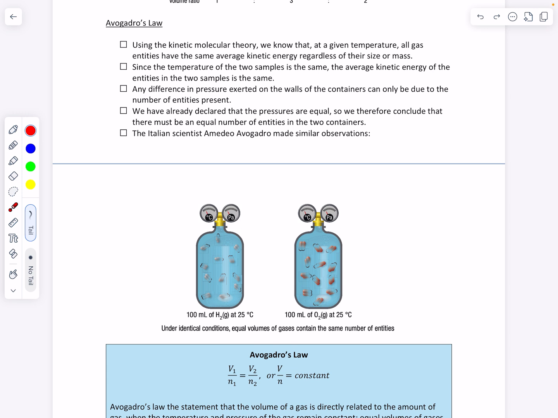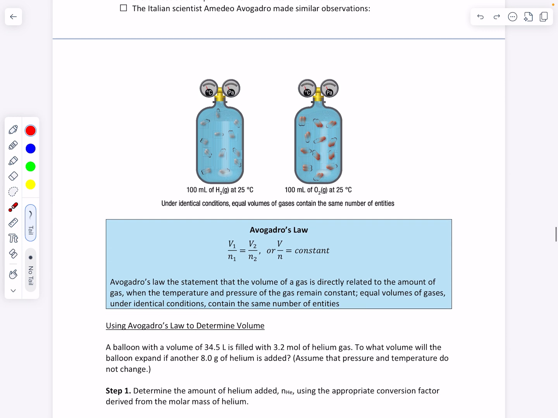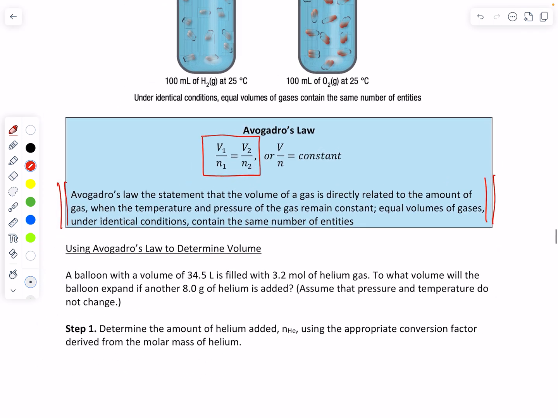The Italian scientist Amedeo Avogadro made similar observations. Avogadro's law is the statement that the volume of gas is directly related to the amount of gas. When the temperature and pressure of the gas remain constant, equal volumes of gas under identical conditions contain the same number of entities. We can express Avogadro's law in the equation V1 over N1 equals V2 over N2.